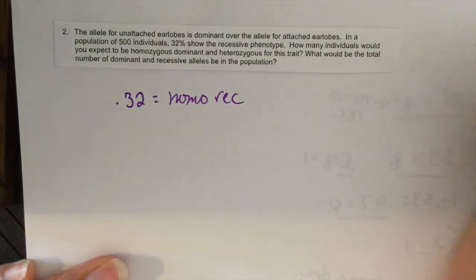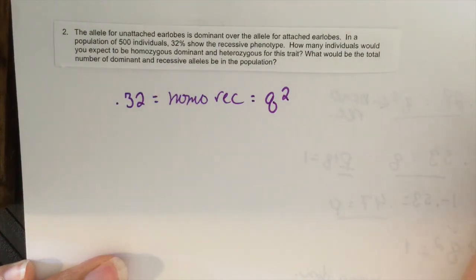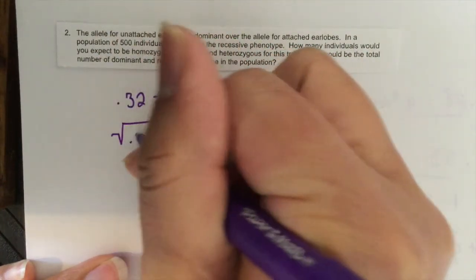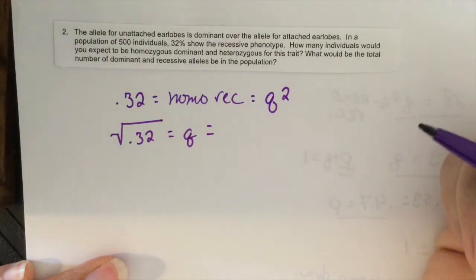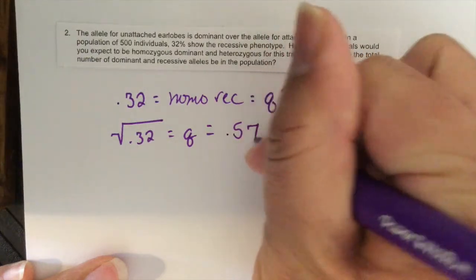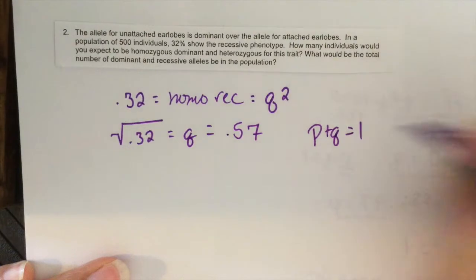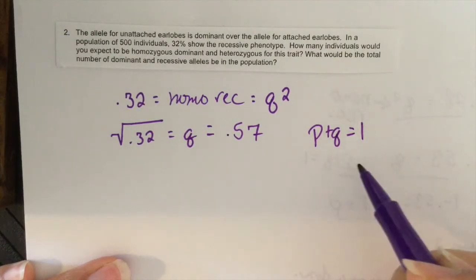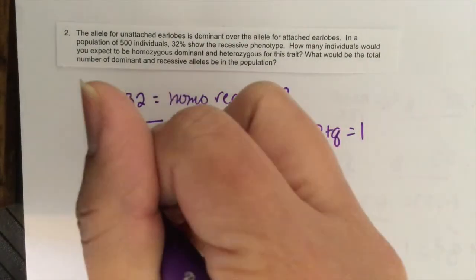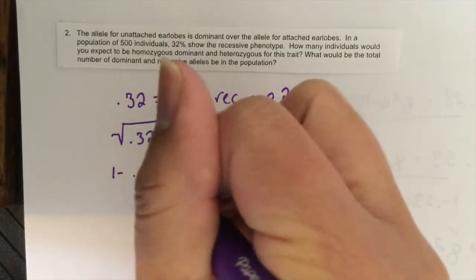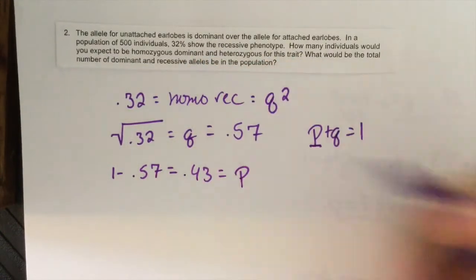Okay, and if you remember, homozygous recessive is our Q squared. So if we have Q squared, we just need to take the square root of that to figure out Q. So Q from here is going to equal 0.57. So next, P plus Q equals 1. So we're going to do 1 minus Q, and we'll be able to figure out what our P value is right here. So 1 minus 0.57, and that's going to equal 0.43, which is our P value.